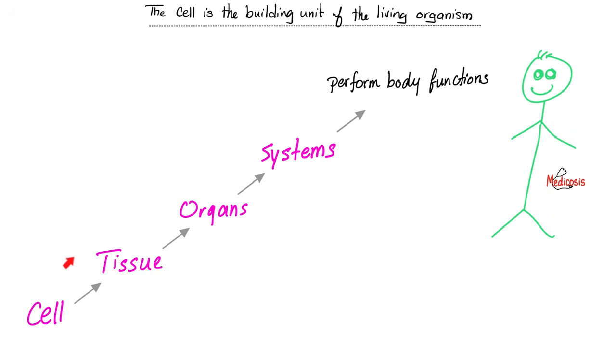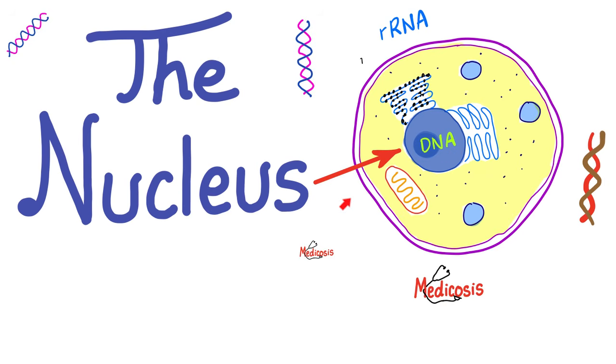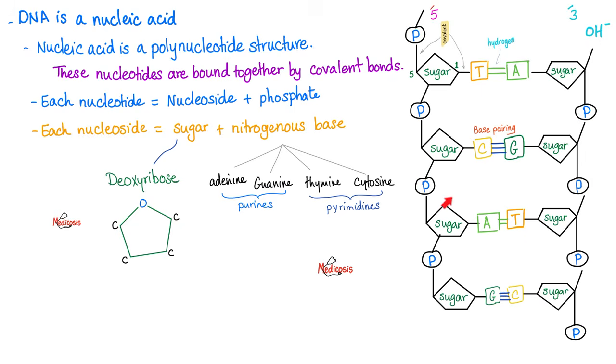Your body's building unit is the cell, which contains the nucleus, the brain of the cell. The nucleus contains DNA, which is made of sugar and nitrogenous bases and phosphate. If you add the sugar to the nitrogenous base, congratulations, you have a nucleoside. Add phosphate to them, congratulations, this is a nucleotide. When you add phosphate, it becomes nucleotide, as we have discussed before.